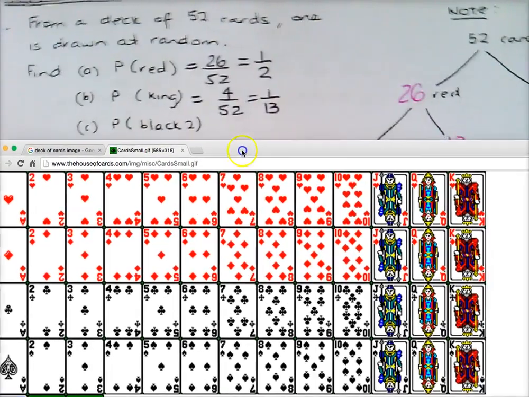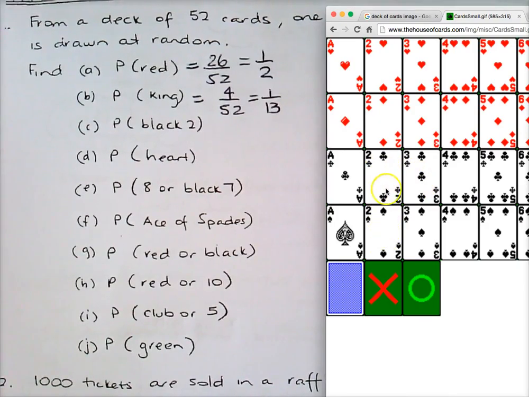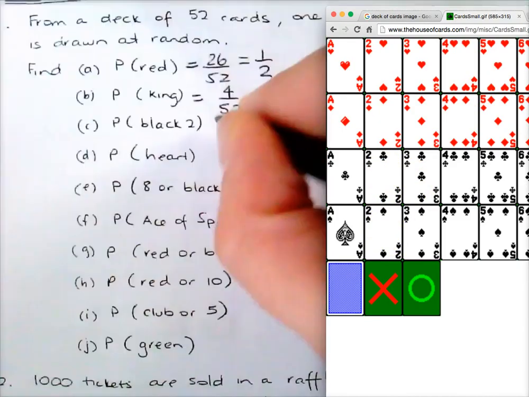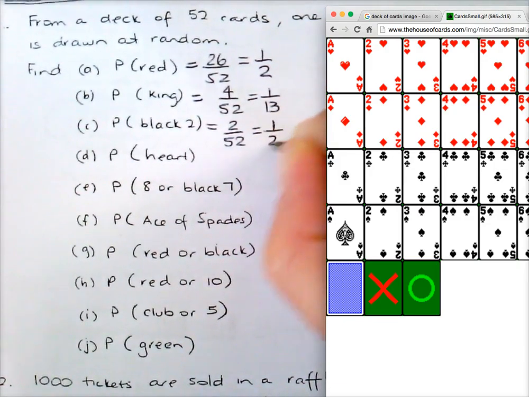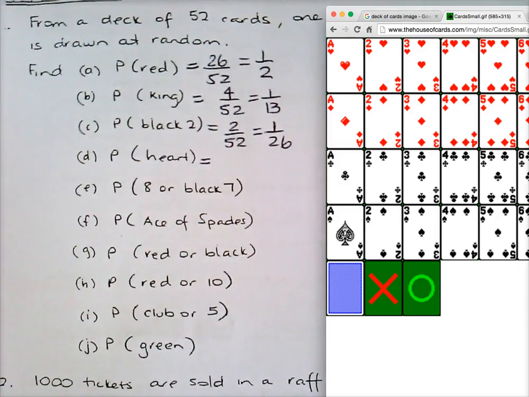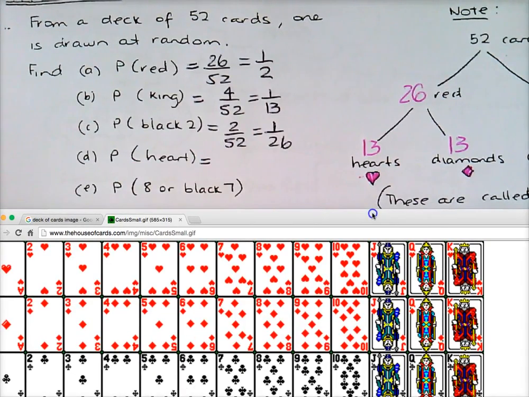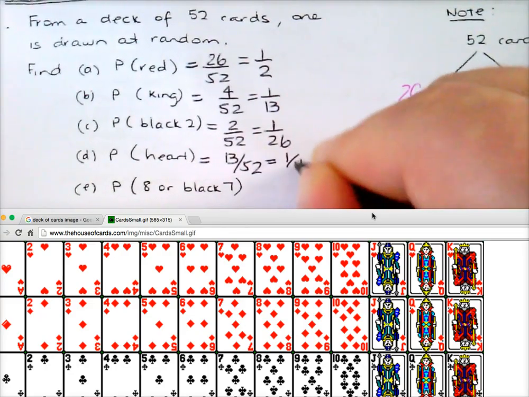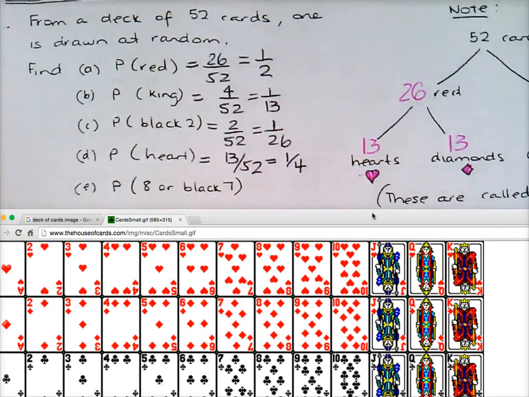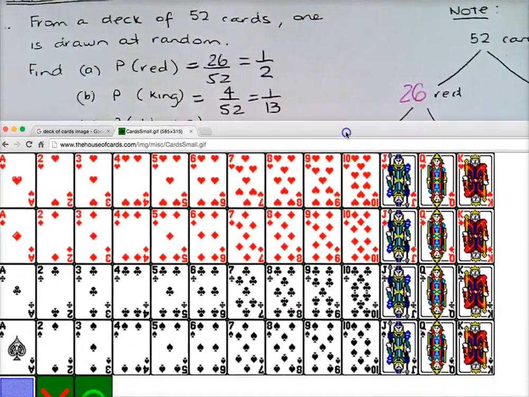Because you know, for example, that you've got one out of every 13, one out of 13, or you can go 4 out of 52 if you want. Probability of a black two. How many black twos are there? Only two of them. So a black two is 2 out of 52 or 1 out of 26? The probability of a heart. Or just a quarter of them. So, heart, you can go 13 out of 52, or you can just say, I know it's a quarter of the cards.